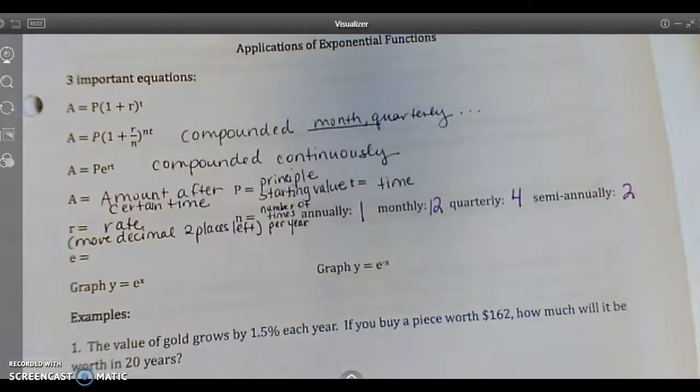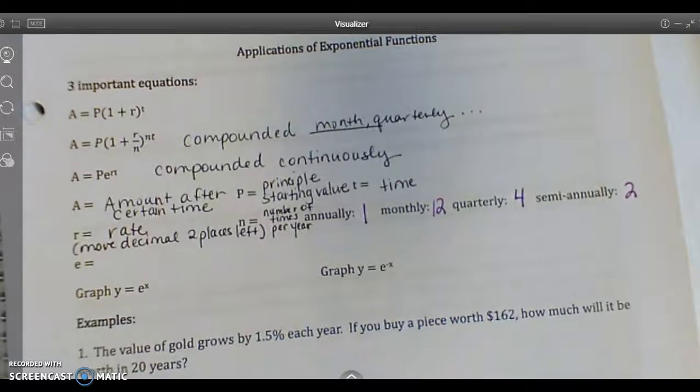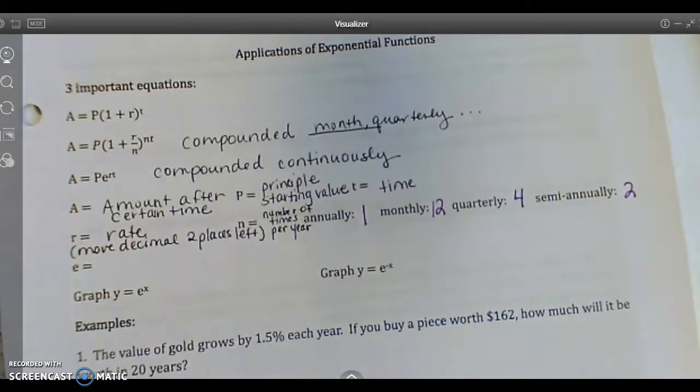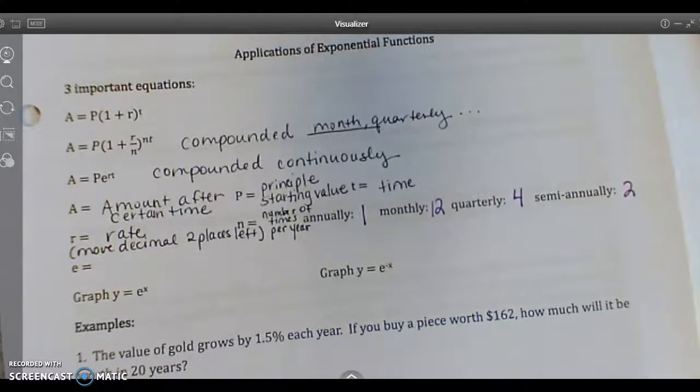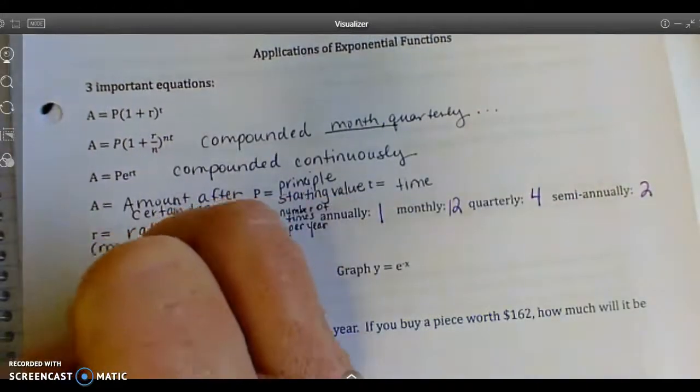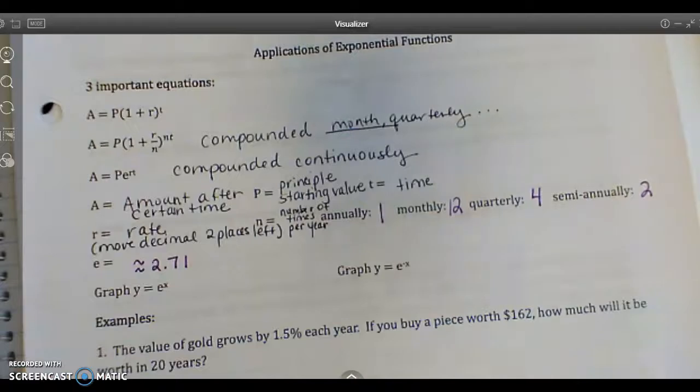E is a special number. E is something kind of like pi. You know, pi is 3.14 and it keeps going. E is kind of the same thing. Okay? We're going to estimate it to be 2.71, but it keeps going on forever. It's just a number that we're going to use.